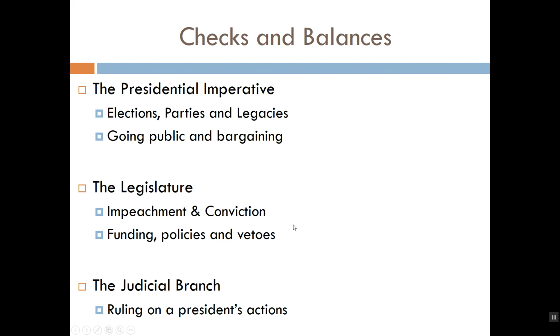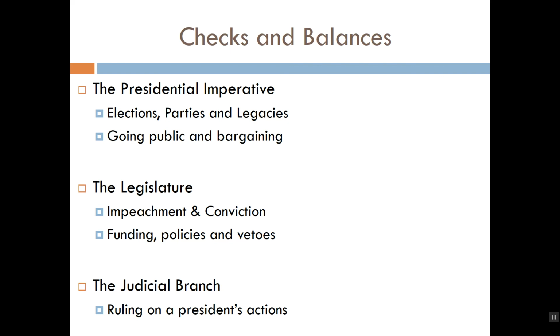Well, there are a number of checks and balances that have been built into our Constitution. Most notably, the legislature can check the president by impeaching and convicting him if he commits a certain type of crime. Generally speaking, however, there's a lot of misinformation about the impeachment process and what it means to be impeached, so let's break this down a little bit further.